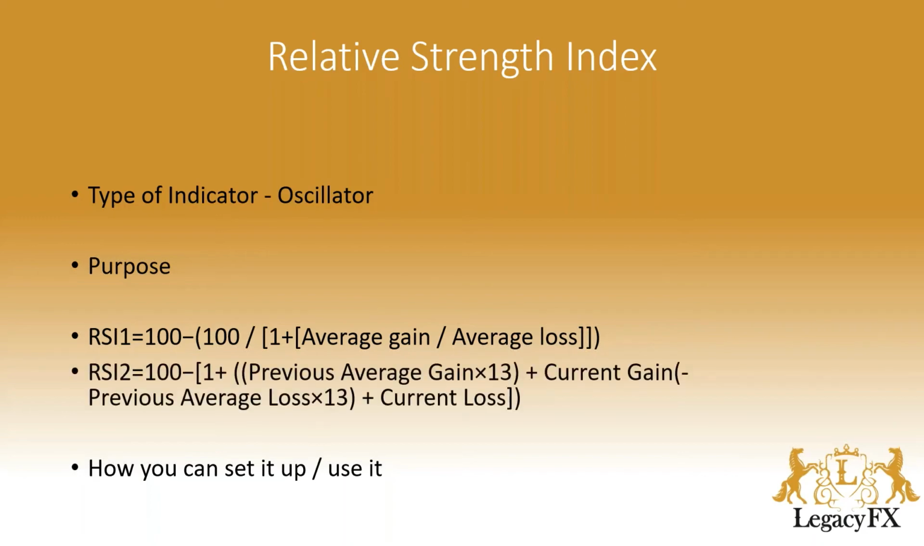The second part of the calculation is a little bit more funky. It's 100 minus 1 plus the previous average gain times 13, which is the average standard range, plus the current gain, divided by the previous average loss times 13 plus the current loss. And those two combined create your relative strength of the 2 elements together.